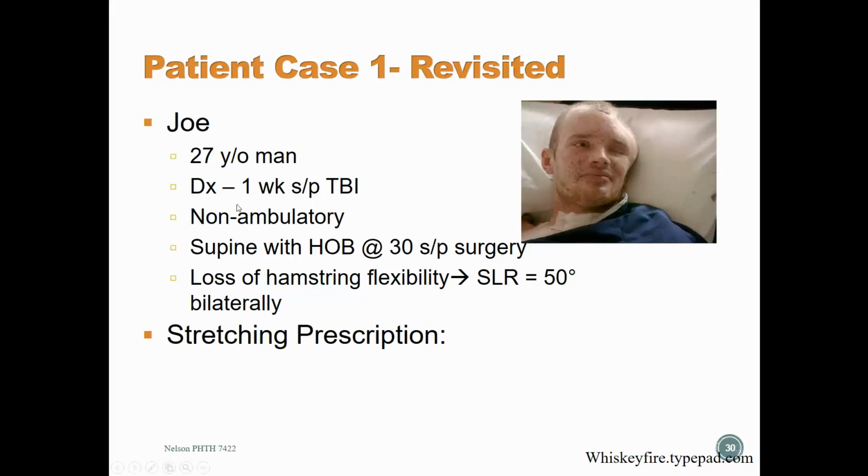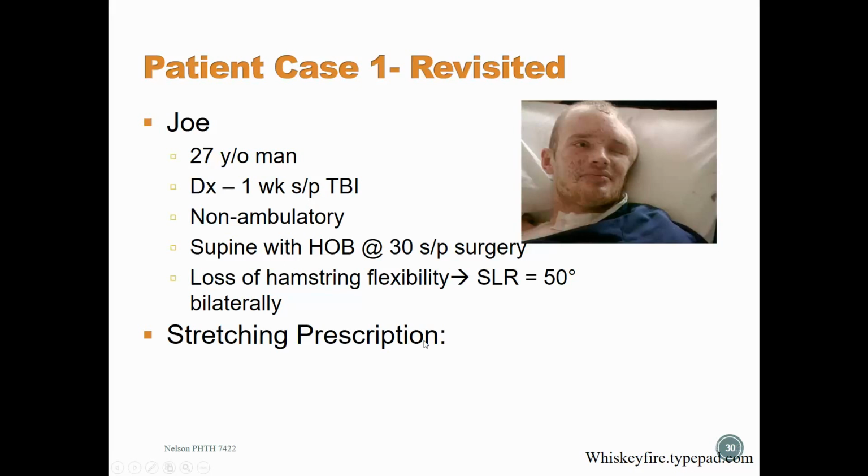He's still not ambulatory, but he looks like at least a little bit more alert. He has the head of the bed still at 30 degrees because of the swelling. What we notice now is he has a loss of hamstring flexibility, meaning his straight leg raise. If I lay the patient supine as he can get, keep the knee straight and lift the leg up, the angle between the bed and the leg is 50 degrees. And you're going to find that the normal, supposedly, is 90.